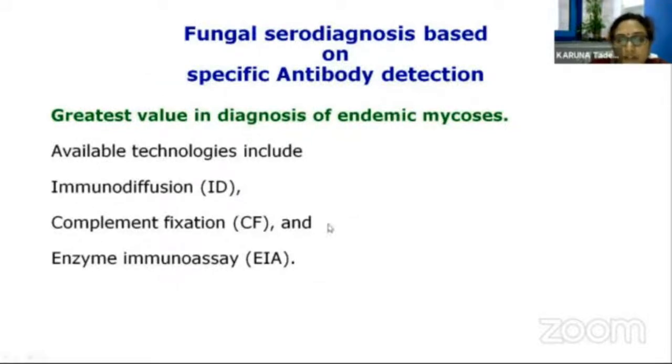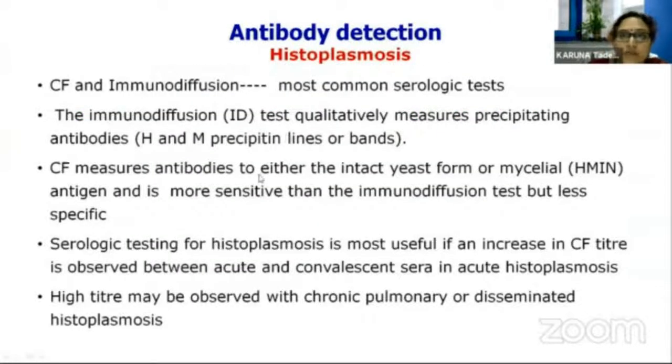The available technologies for endemic mycoses are predominantly immunodiffusion, complement fixation and enzyme immunoassay. Now coming to histoplasmosis antibody detection, complement fixation and immunodiffusion are the most common serologic tests in case of histoplasmosis.